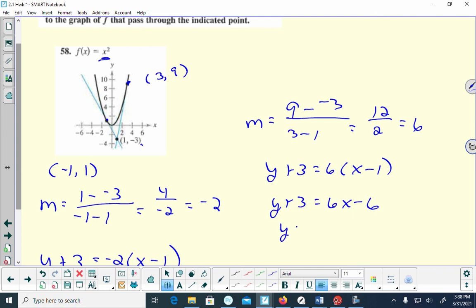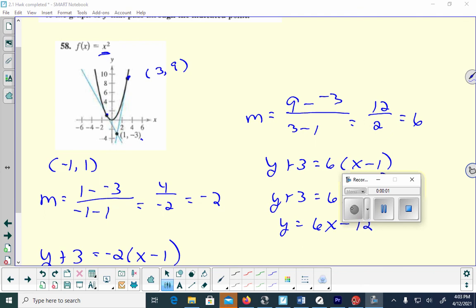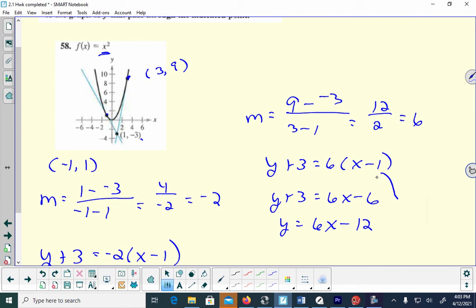Subtract 3 from both sides. I'm going to have 6x minus 12. Minus 12, nope, close. When I take minus 3, that's going to be y is equal to 6x minus 9. So that is going to be my final answer.